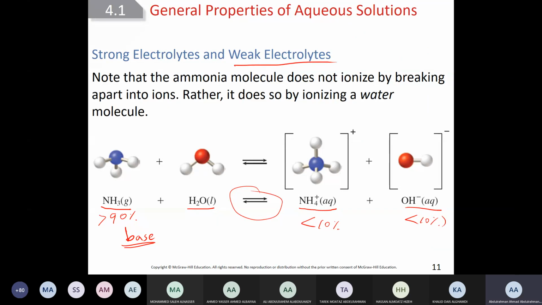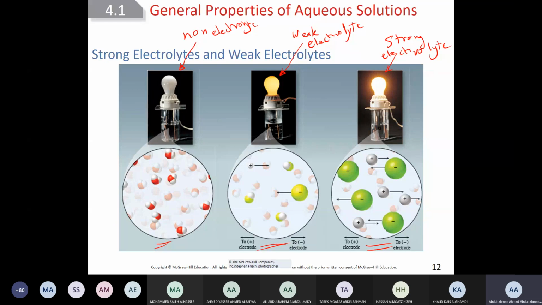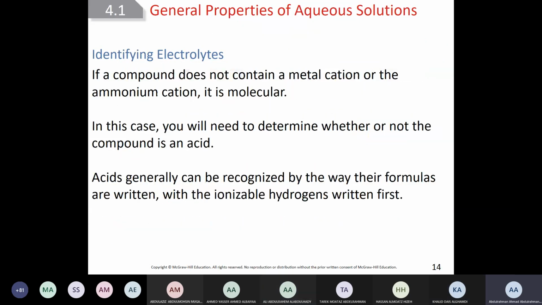So, from now on, when I give you any compound, you know what we call this: strong electrolyte, this is weak electrolyte, and this is non-electrolyte. Why do we call it non-electrolyte? It doesn't create any ions. Yeah, but it doesn't conduct what? It doesn't conduct electricity. Good.